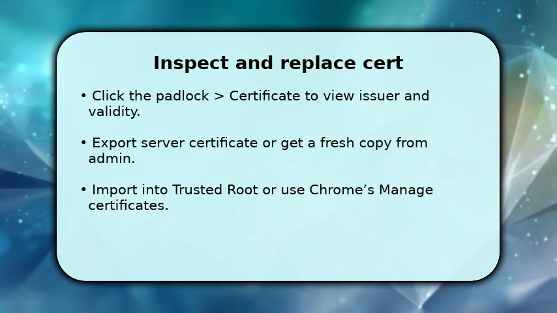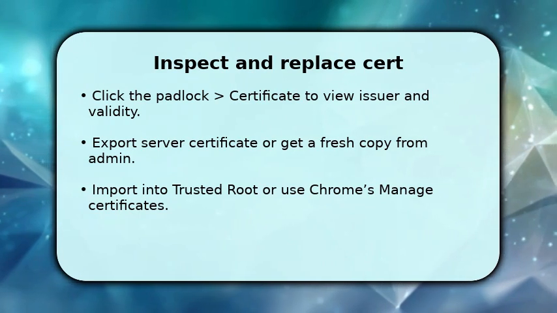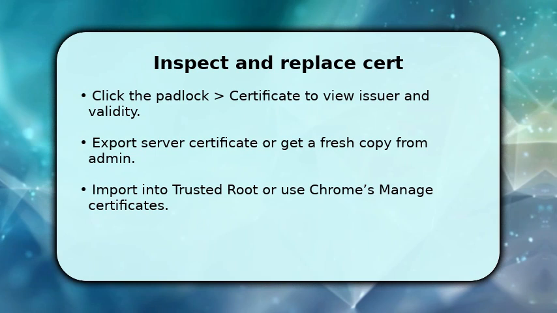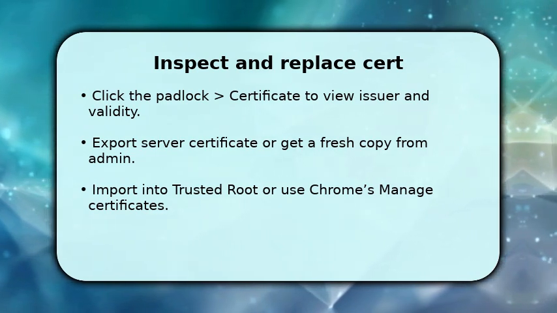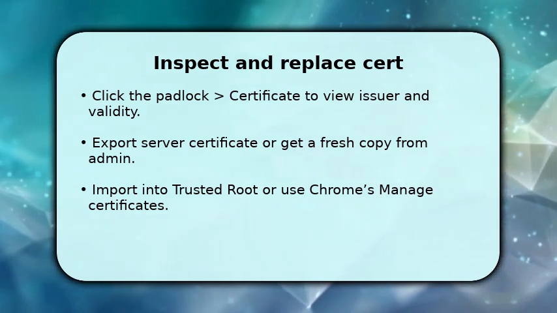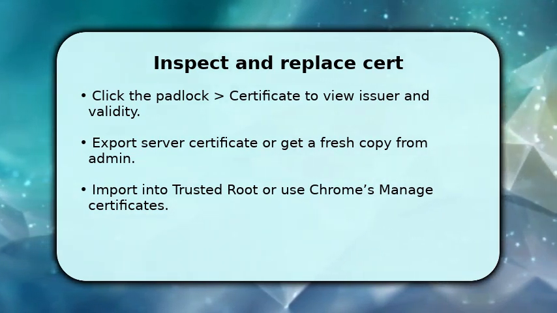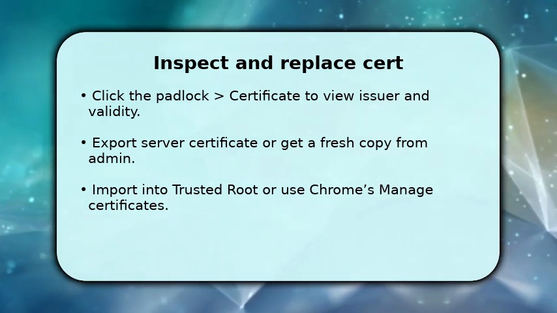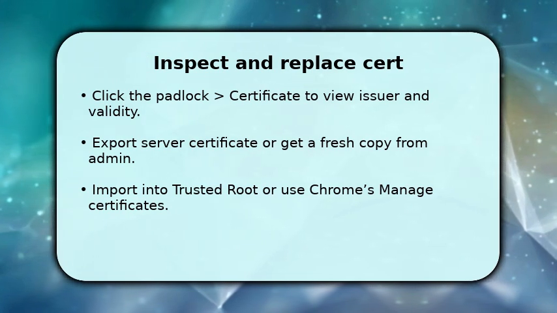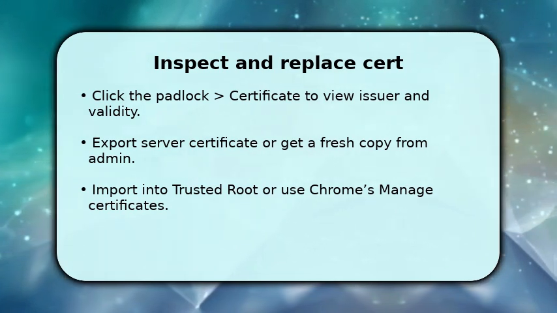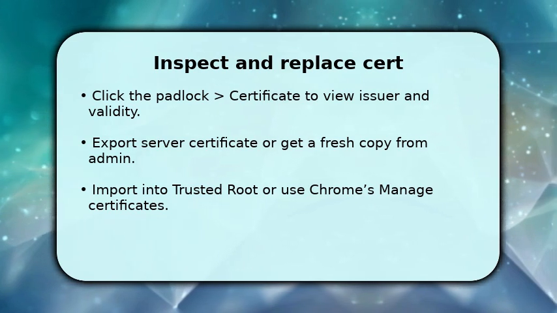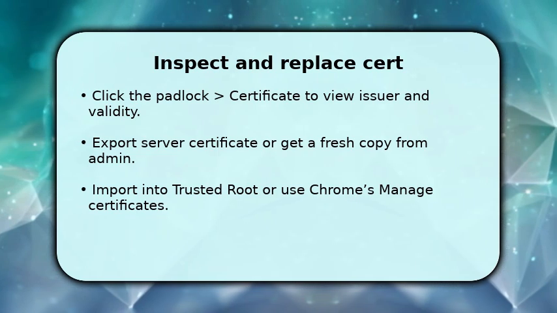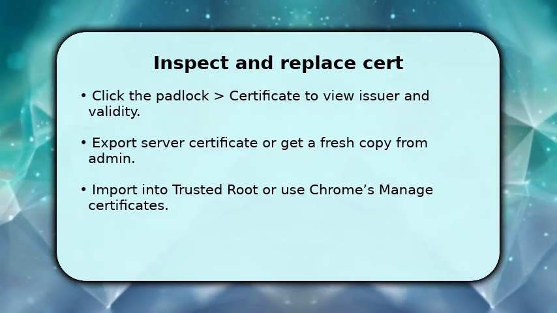Now inspect the site certificate by clicking the padlock, viewing the certificate chain, and checking issuer and validity dates so you know why Chrome flagged it. If the server uses a self-signed or internal CA, export the certificate or request a new copy from your admin. Then import that cert into your OS trusted root store or Chrome certificate manager, making sure to place internal CA certs in the correct trust store. This lets Chrome treat the site as trusted going forward.